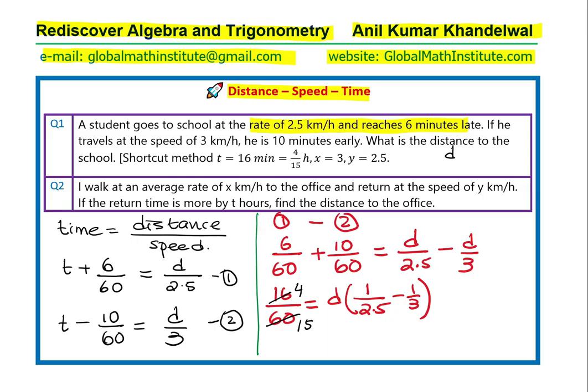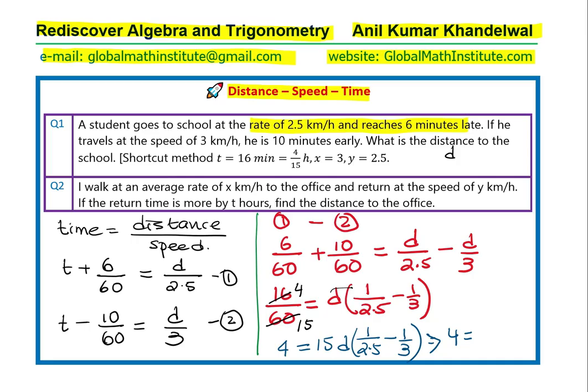Correct. So now we can cross multiply. So we get what? We get 4 equals 15 times d times 1 over 2.5 minus 1 over 3. Now 15 can be divided by both 2.5 and 3, so it's a good number to work with, right? So what we get is 4 equals 15 divided by 2.5 is how much?